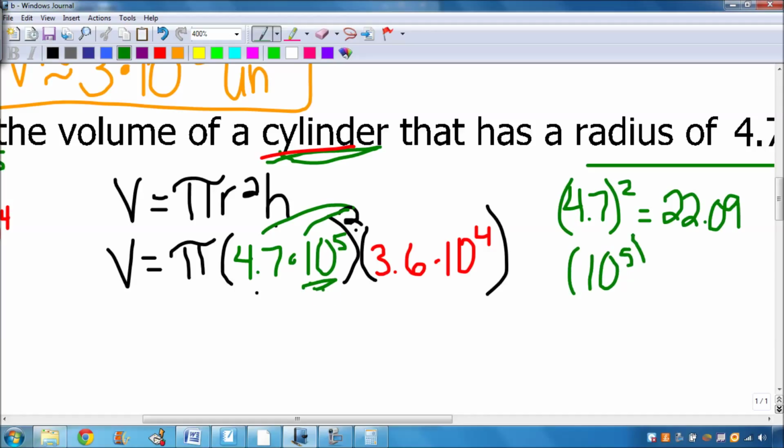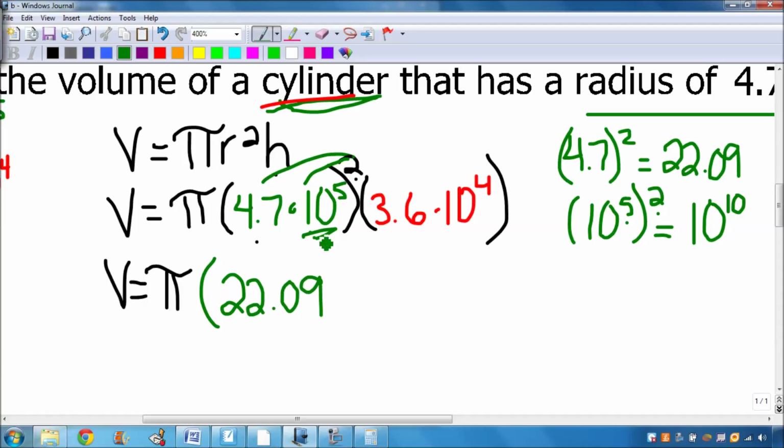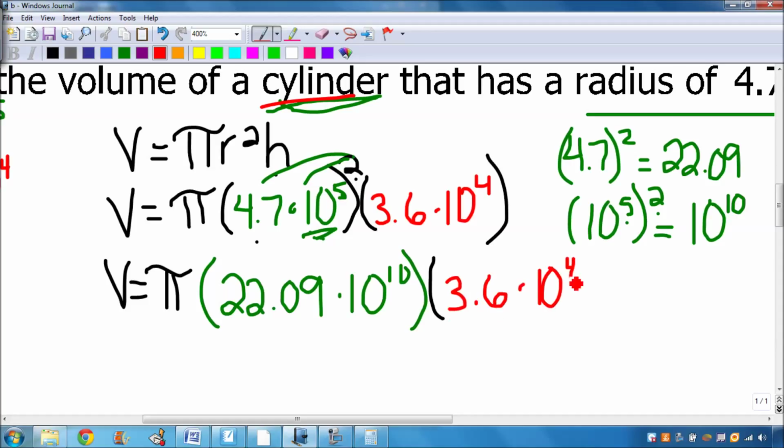So 10 to the 5th power squared, remember when you raise a power to a power, when they're both exponents, you multiply them. So this becomes 10 to the 10th power, okay? So I end up getting V equals pi, and then this 4.7 squared becomes 22.09, right? This 10 to the 5th power squared becomes 10 to the 10th, and then I can copy the rest of the problem down, multiplied by 3.6 times 10 to the 4th power, okay?